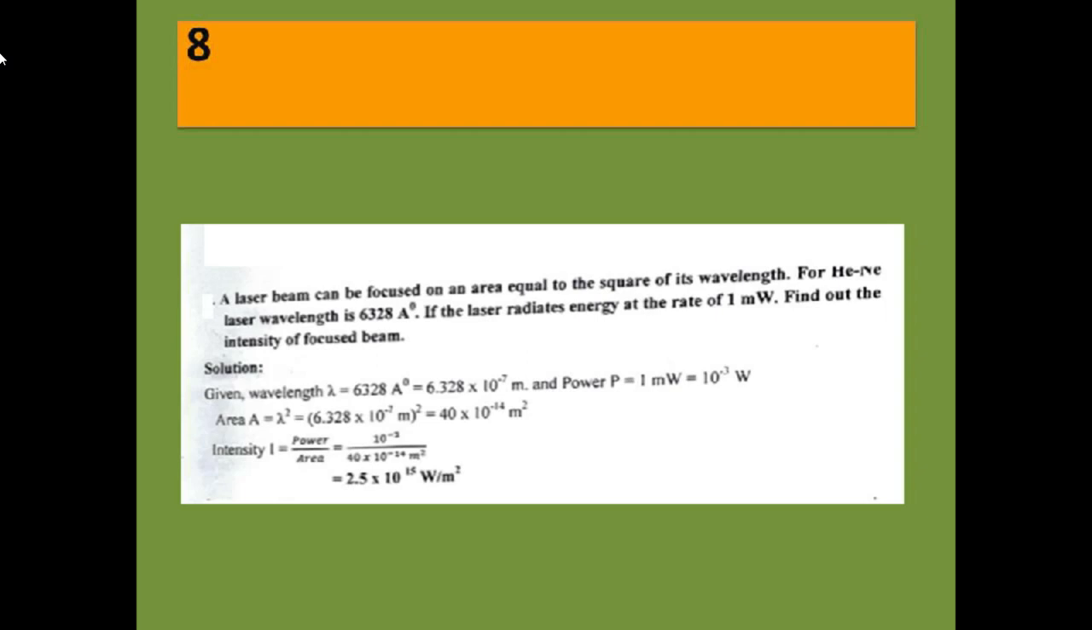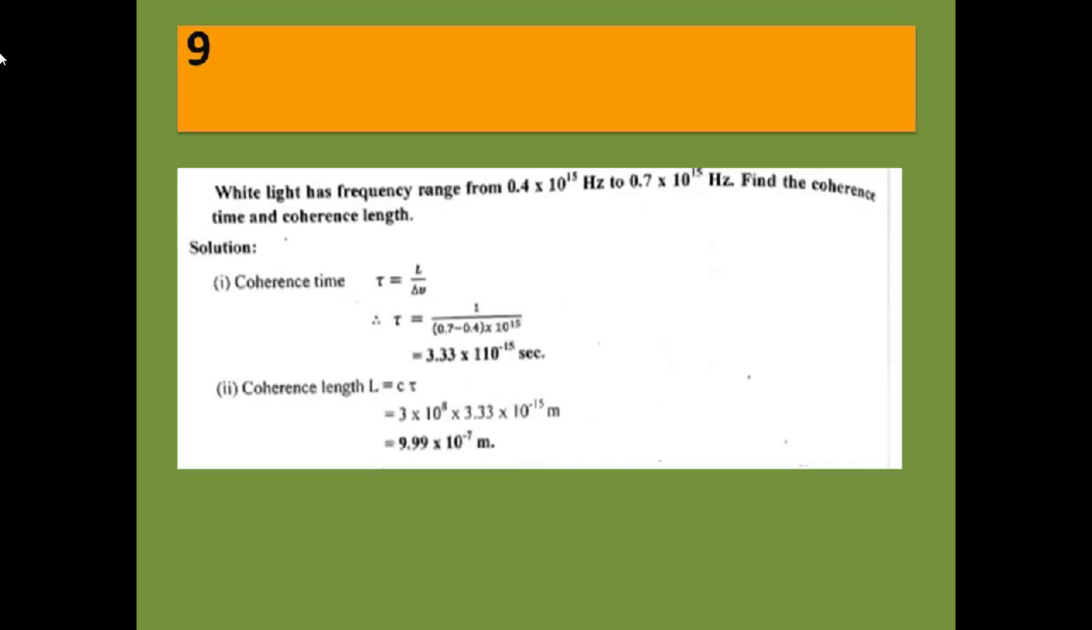Make use of calculator. Calculator is allowed in the exam. Intensity I is equal to power divided by area, which is equal to 10 to the power minus 3 divided by 40 into 10 to the power minus 14 meter square. That is 2.5 into 10 to the power 15 watt per meter square.